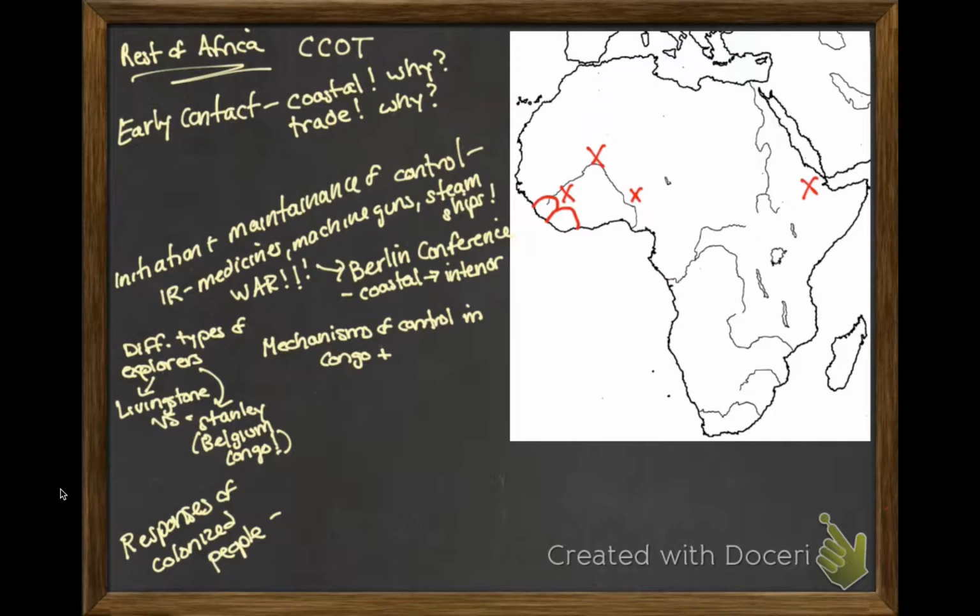So there'll be elements of both Livingstone and Stanley as we go through here, the mission to civilize and exploitation. Let's look at mechanisms of control in the Congo. And remember that reading was Leopold's Ghost. And also among the Igbo people. And that region was represented by the book Things Fall Apart. So let's just outline some of the mechanisms of control that they used in both of those regions.